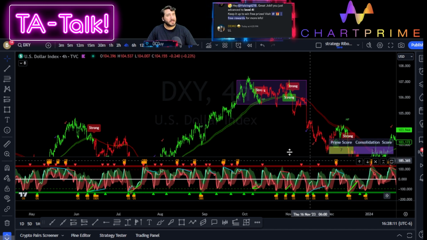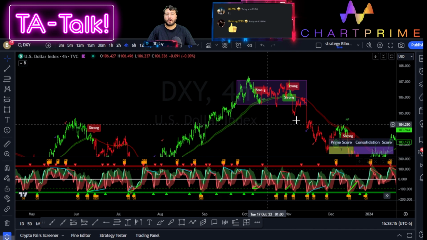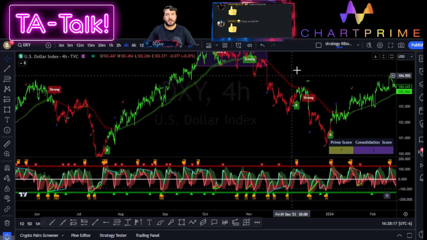All right. So in the meantime, we have a Wyckoff pattern breaking to the downside and moving to the downside right there.